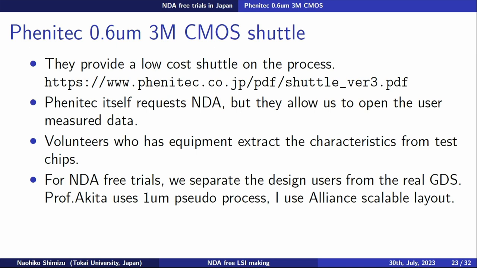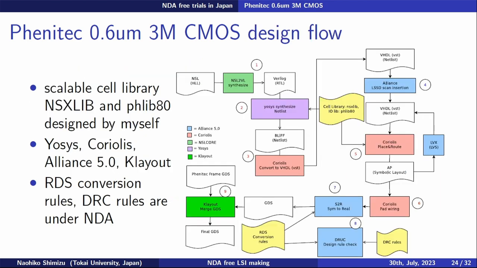So for the Fabricate CMOS shuttle, we make NDA-free trials, and we use some symbolic layout that hides the NDA technology from the student. So the student can write HDL and convert it to symbolic layout. After that, I sign the NDA with Fabricate, so I get the symbolic layout from the student, convert it to the real layout, and send the layout to Fabricate. It works very well. Every symbolic layout can be converted to GDS without layout errors. So it works. And this is the design flow.